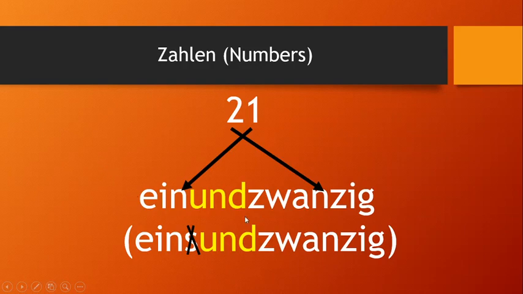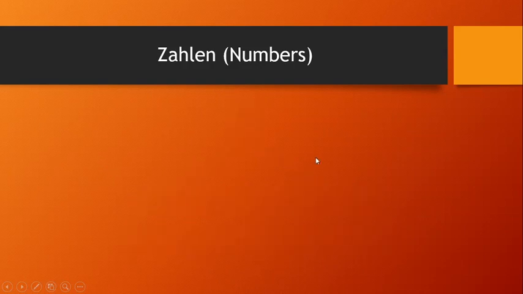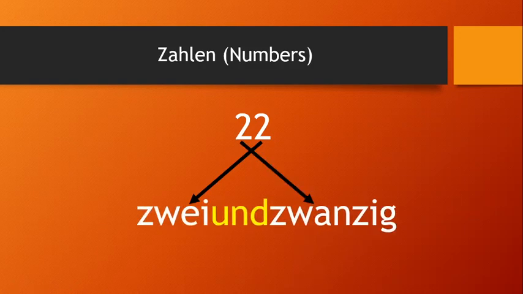Okay, it's einundzwanzig, right? So we'll see number 22. 22 would be again, so this zwei would come first, right? Zwei and then zwanzig. It's zweiundzwanzig. Zweiundzwanzig. Right?